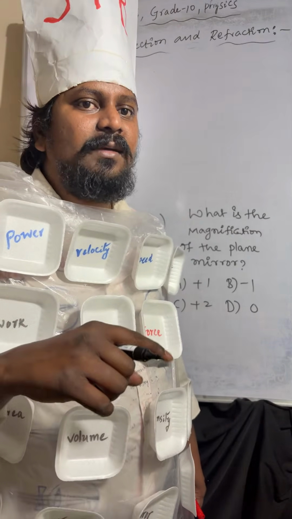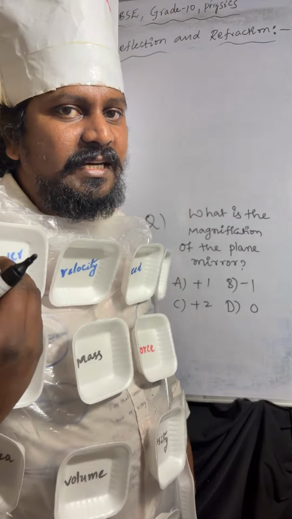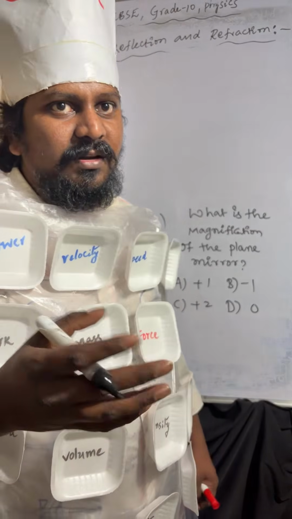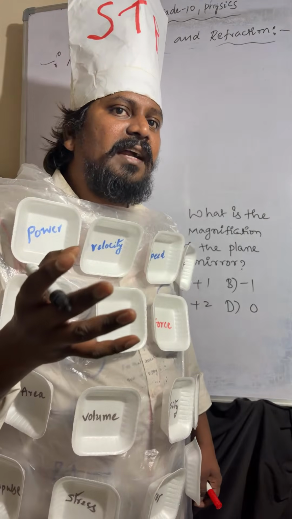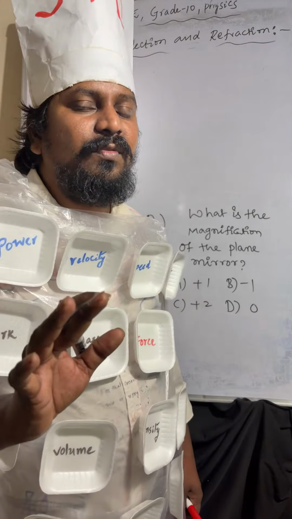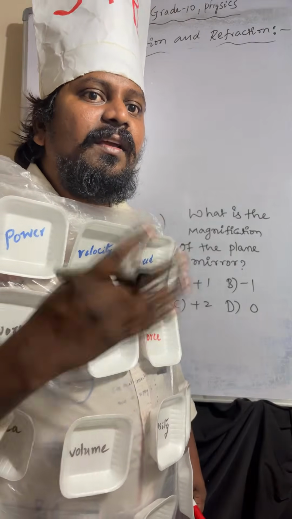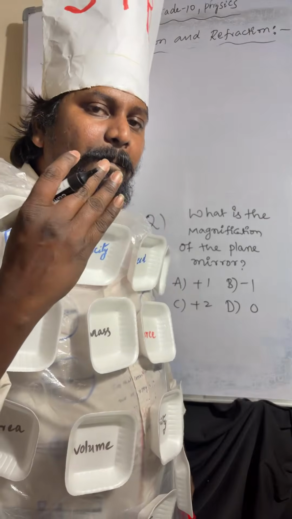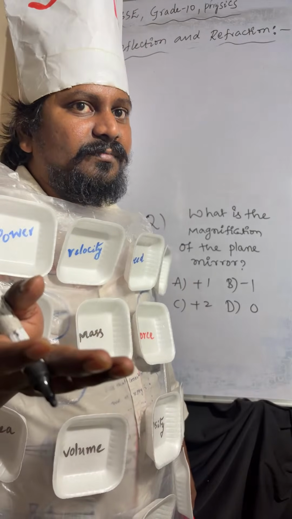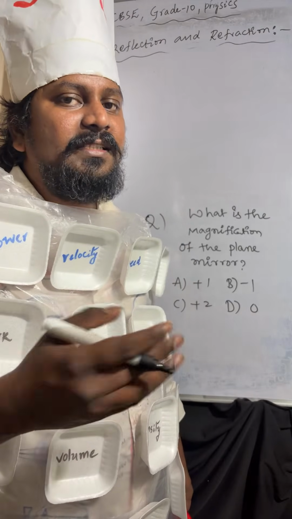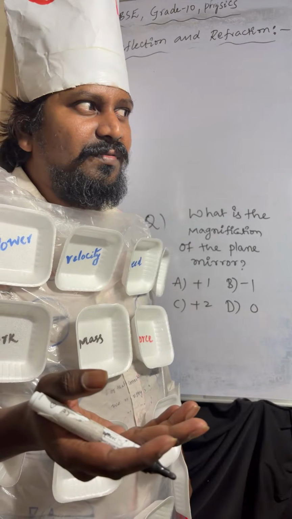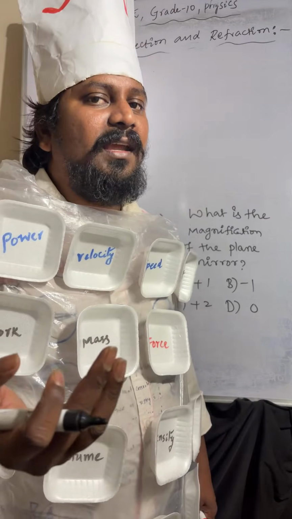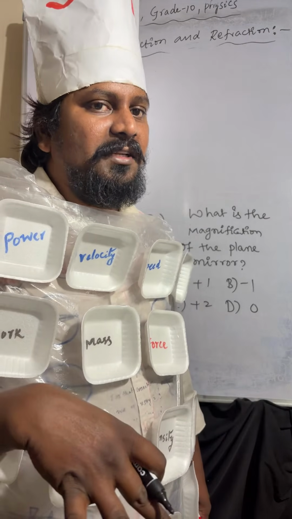Except the first case, where the object is placed at infinity and the image will form at focus because of diverging. We are extending the refracted light rays, and those light rays will meet at focus. In the second case, if you place the object between optic center and infinity, the image will form between F1 and optic center. That time it will be virtual, erect and diminished.